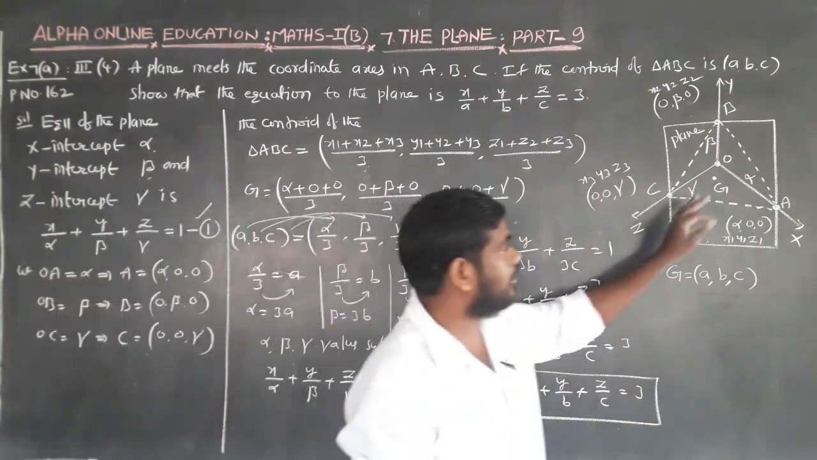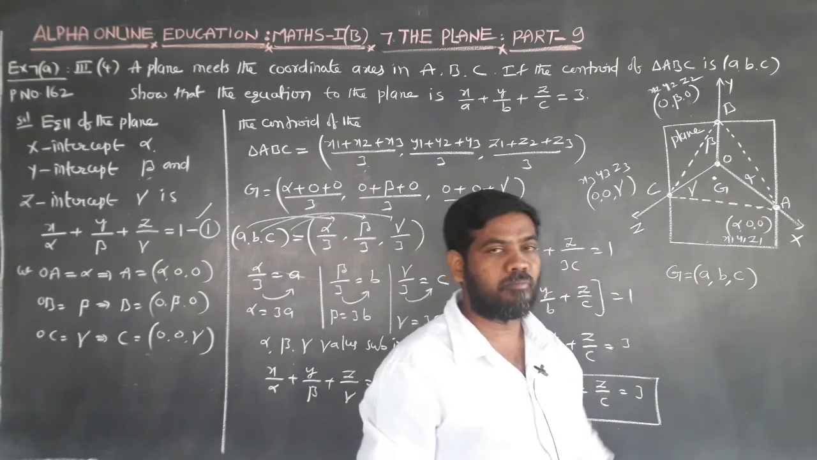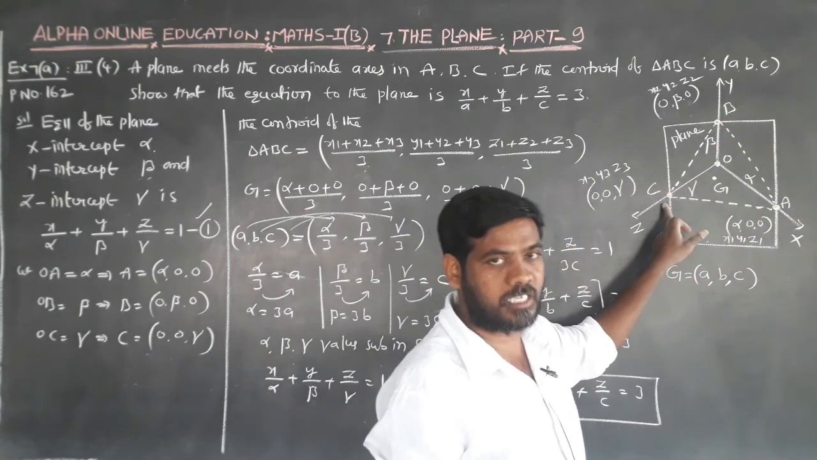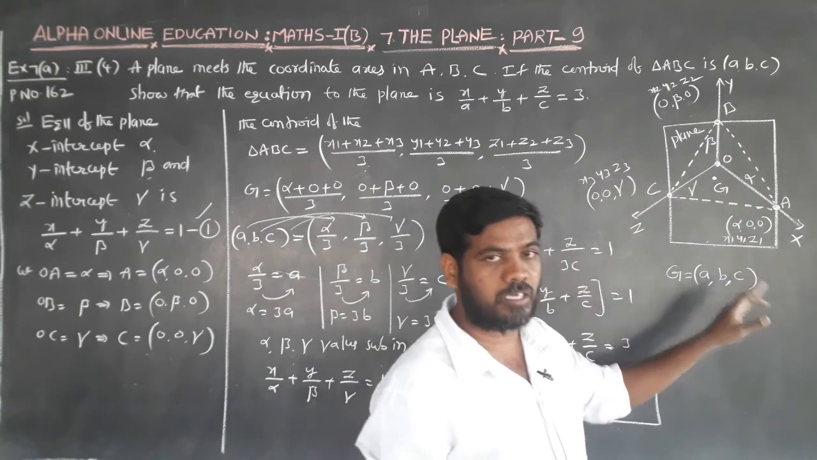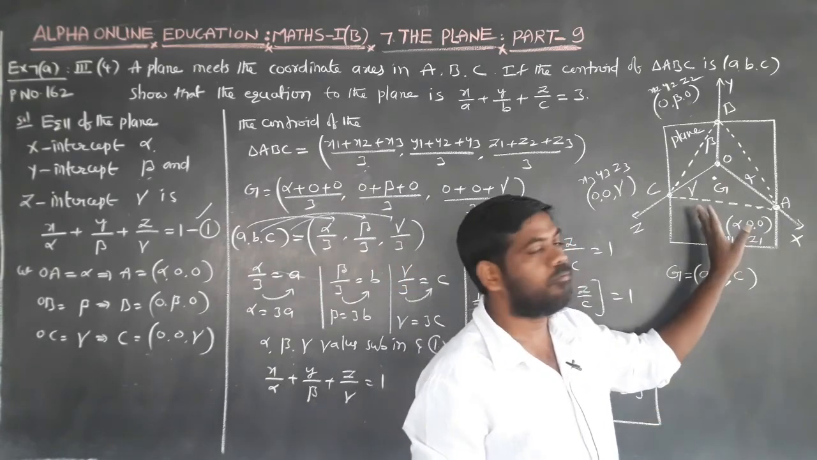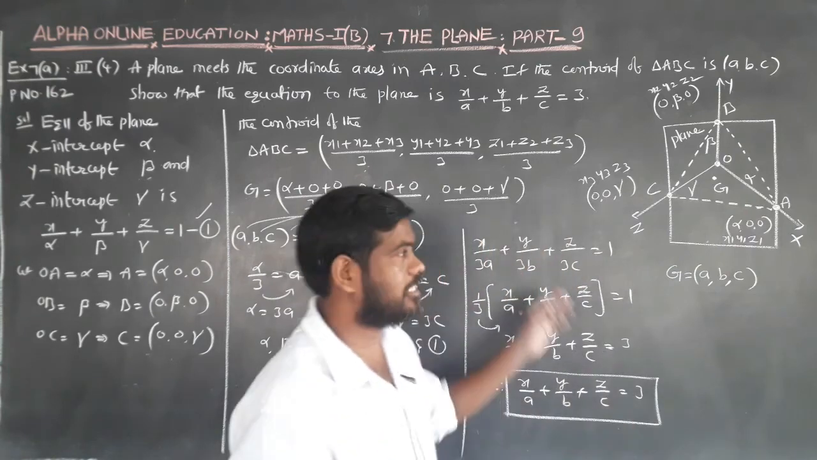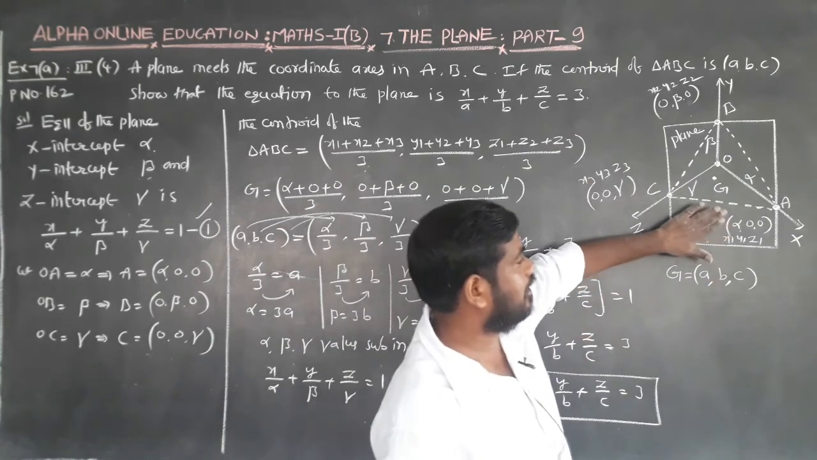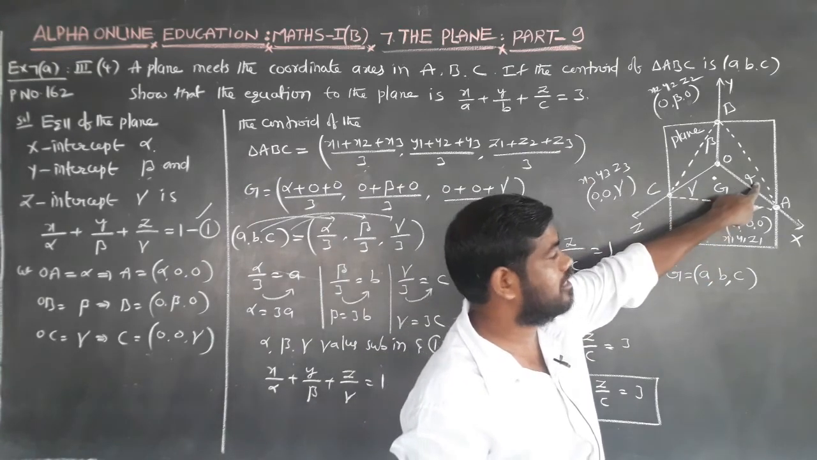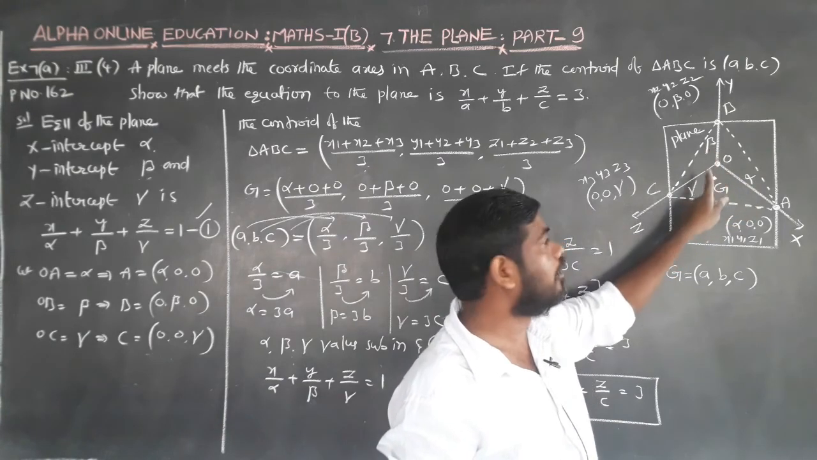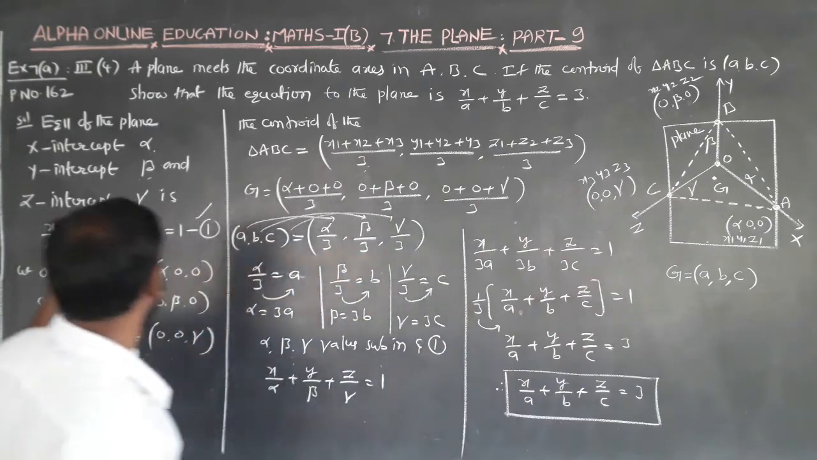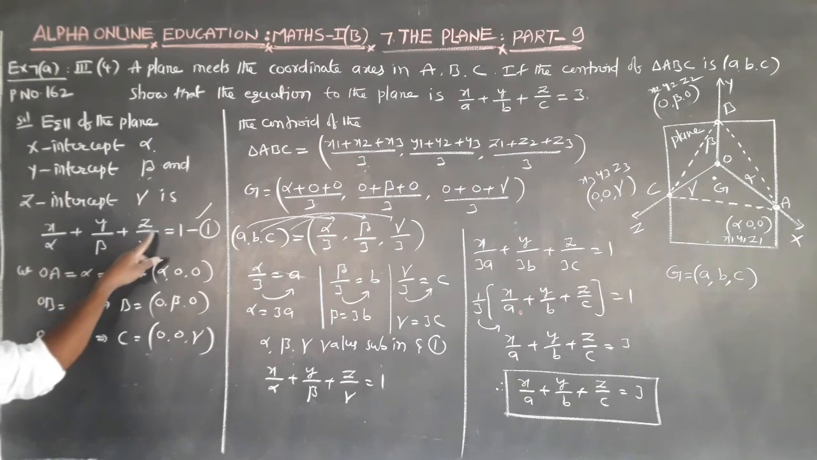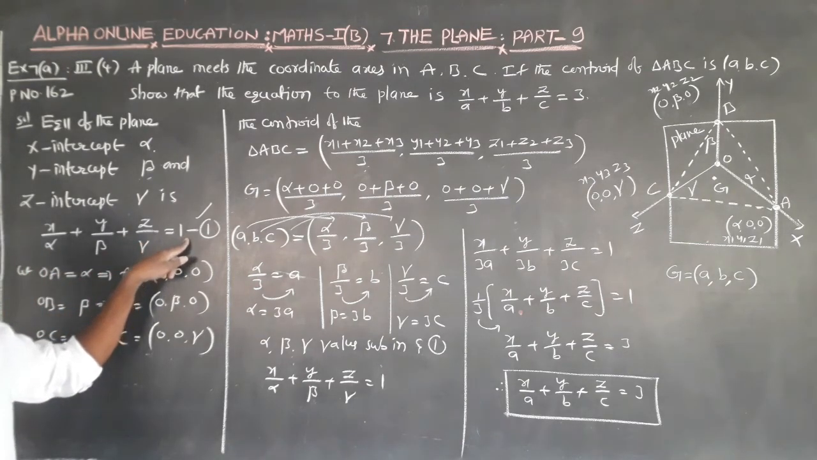First of all, it is given that the plane meets the coordinate axes at A, B, C, and the centroid of the triangle is (a, b, c). To show that the equation of the plane is x/a + y/b + z/c = 3, let the required plane have x-intercept alpha, y-intercept beta and z-intercept gamma. The equation of the plane in intercept form is x/alpha + y/beta + z/gamma = 1.